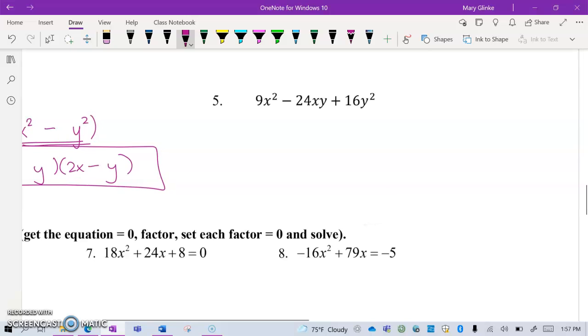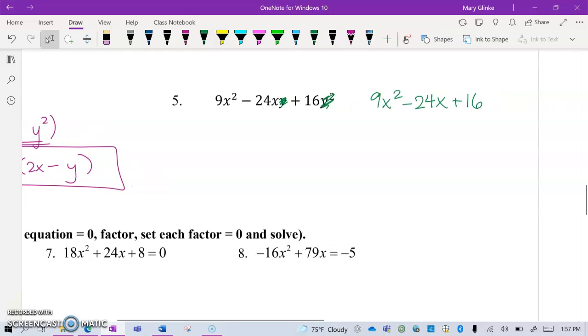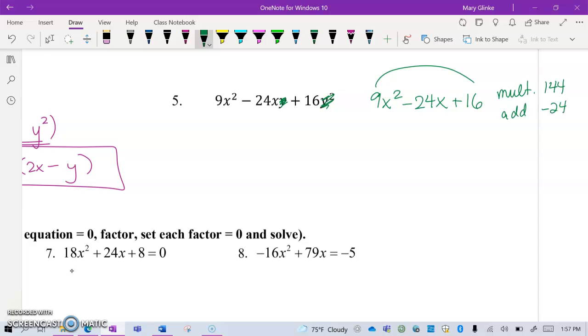So for number 5 here, this one is pretty challenging because it has the x's and the y's. As you're looking at this, I want you to pretend, first of all, that the y's aren't there. If this just said 9x squared minus 24x plus 16, we would say, okay, what multiplies to get 9 times 16, or 144, but adds to get negative 24? And we would come up with the numbers negative 12 and negative 12.